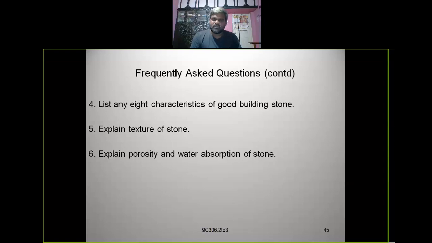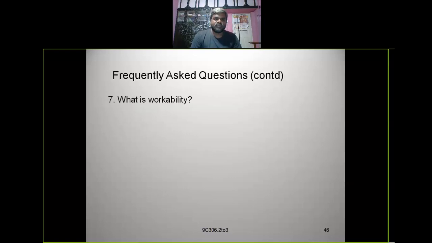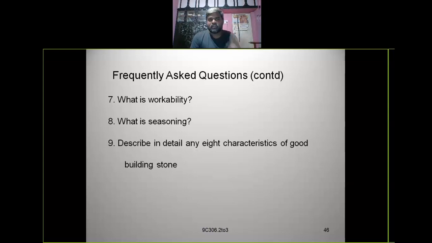Explain the porosity and absorption. Water absorption should not be more than 5% of its own weight. The rock should be impermeable, not porous, right? What is workability? Workability is the ease with which stone can be handled, cut and shaped, right? What is seasoning? Just drying the stone of its internal moisture, that is called seasoning of a stone, right?